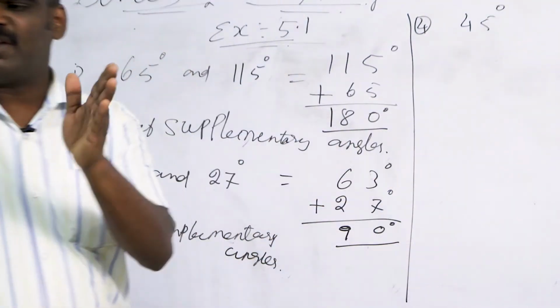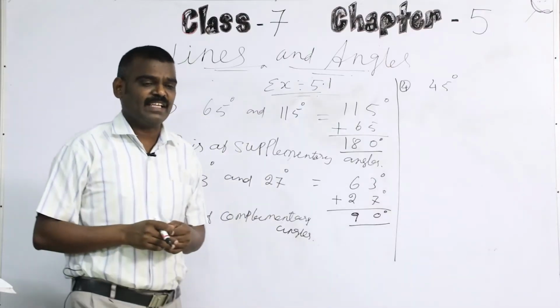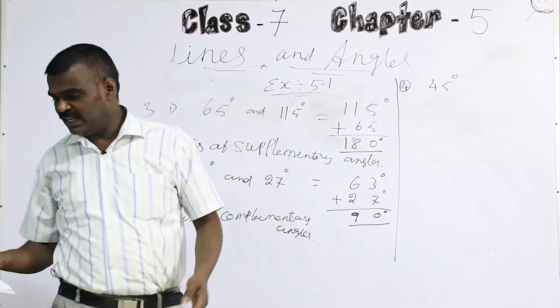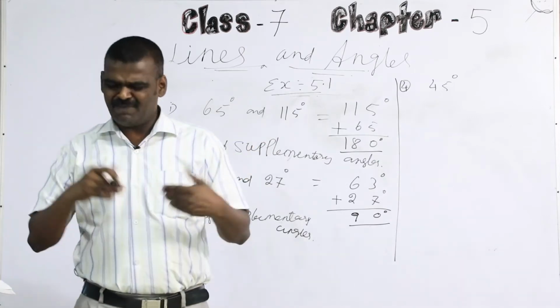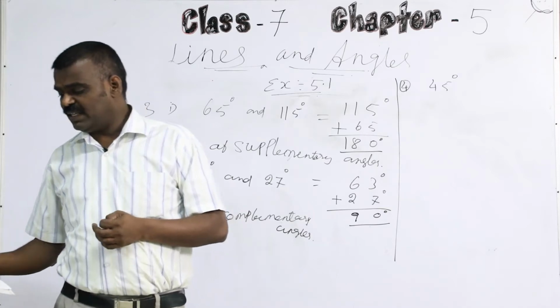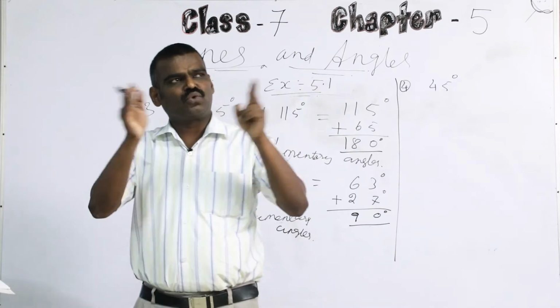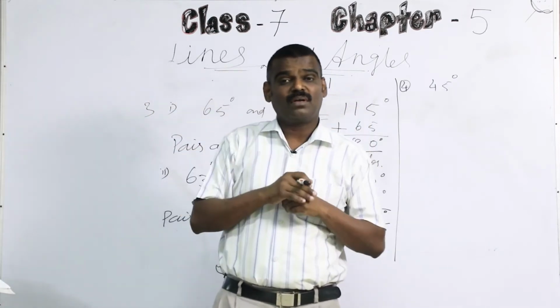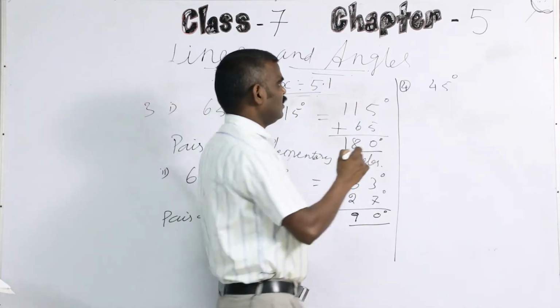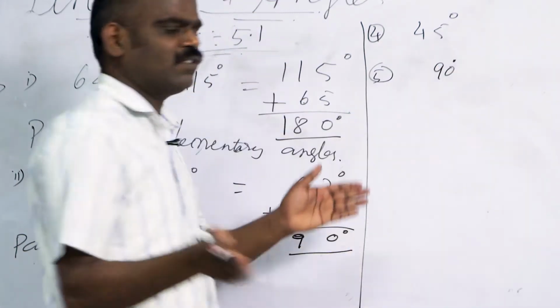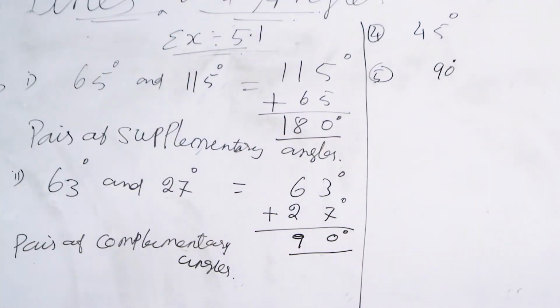When you add 45 and 45, you will get how many degrees? 90 degrees. So both angles are equal. Yes or no? At the same time, they are complementary. Next is supplementary. Same, very easy. Question number 5. Find the angle which is equal to its supplement. Two angles together and it should be equal. Can you tell me? How many degrees? 90 degrees. Both angles are equal to 90 degrees. That is okay.